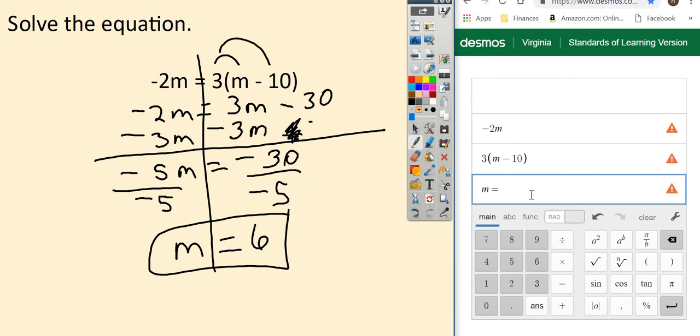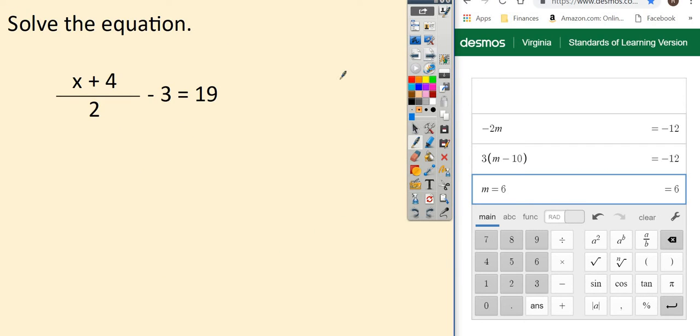I'm going to come back to my calculator and make sure that 6 makes both sides of that equation equal. It does. They are both negative 12, so I know that I am correct. Never, ever, ever forget to check. It's there for you to use. Take full advantage of that calculator.